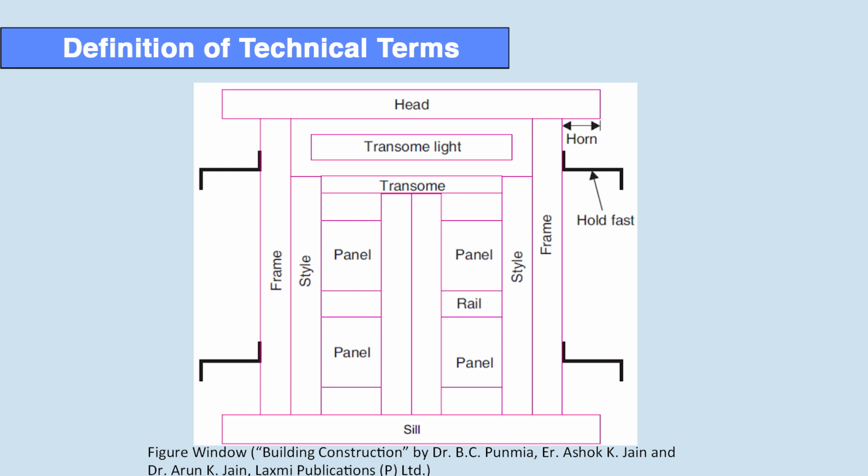Next technical term is jamb. What is jamb? The vertical wall surface of an opening that supports the frame is known as jamb. Next technical term is reveal. The external jamb of a door or window opening positioned at right angle to the wall surface is known as reveal. Next term is rebate, a recess or depression within the door frame designed to accommodate the door shutter.